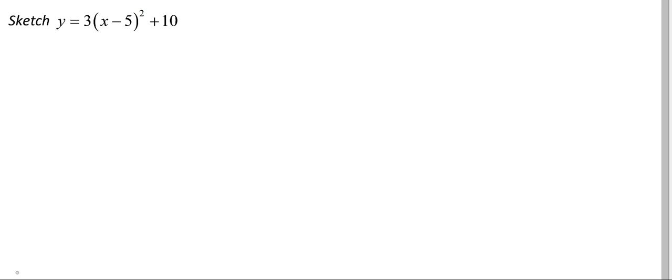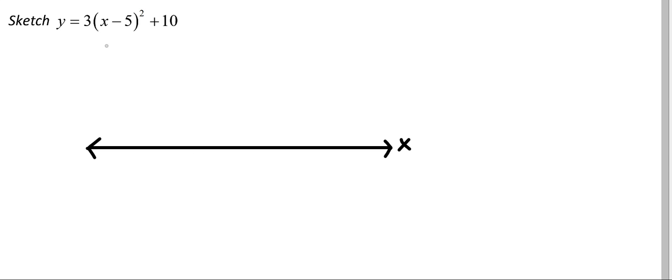Alright, now we are ready to start sketching things with some of the concepts that we've been building up to, because we now can see how we can move and stretch a graph. So if we have something like y equals 3(x minus 5) squared plus 10, you should start by simply making a Cartesian plane, very simple. It does not have to be perfect. I'm just going to label that x.